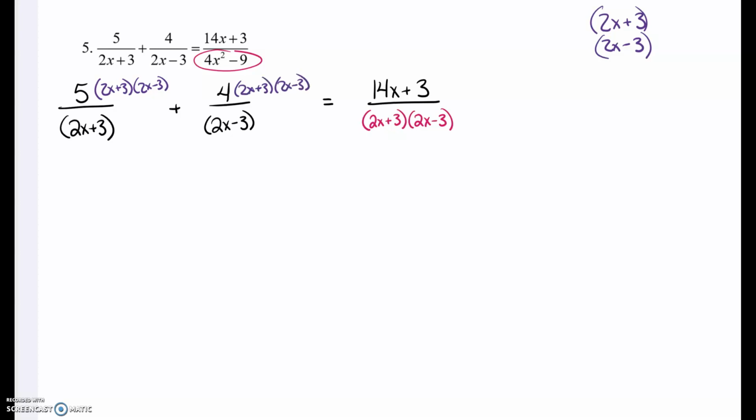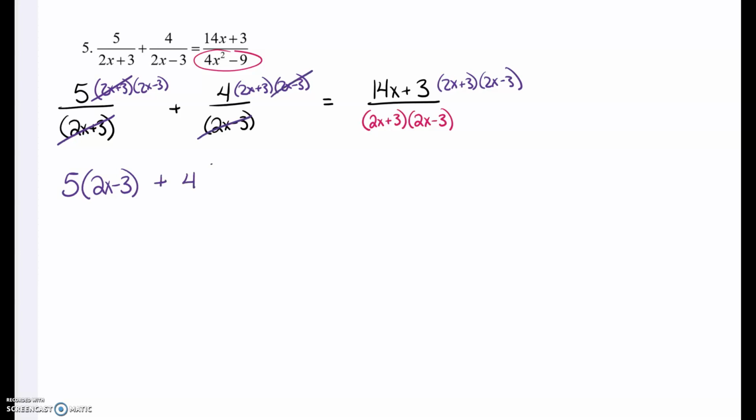And here you hopefully will start to see why spacing things out is to your benefit. It makes your work a lot neater and cleaner. Okay, let's destroy these fractions. In the first fraction, 2x plus 3 is gone. So we are left with 5 times the quantity, 2x minus 3. In the second term, 2x minus 3 cancels. Fraction destroyed. 4 times the quantity, 2x plus 3. After the equal sign, both things canceled. Fraction destroyed. All we have left is 14x plus 3.